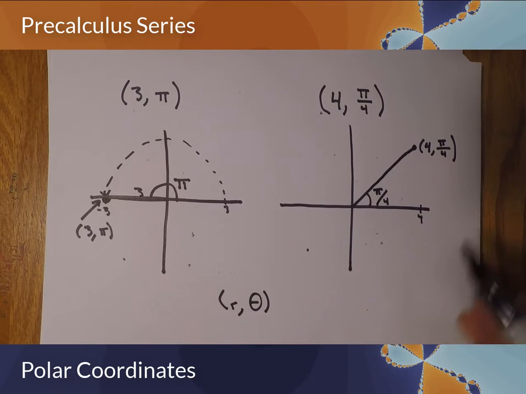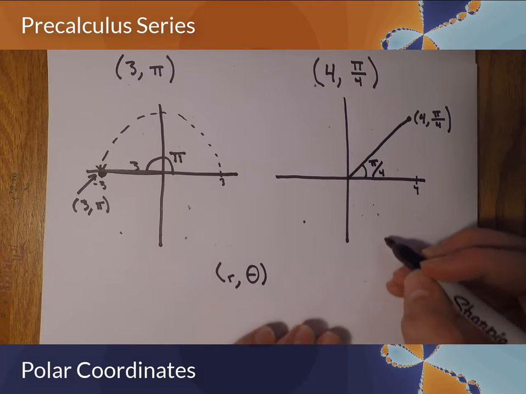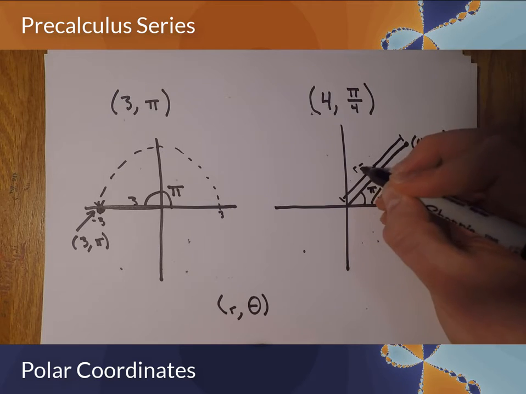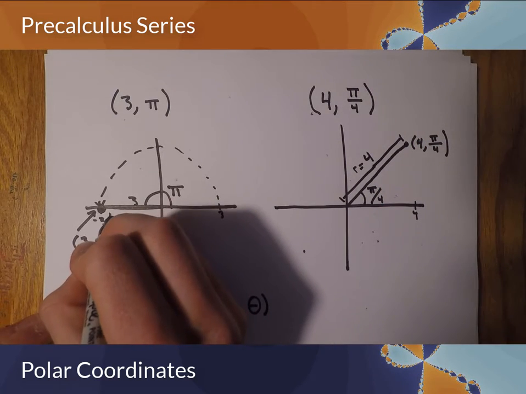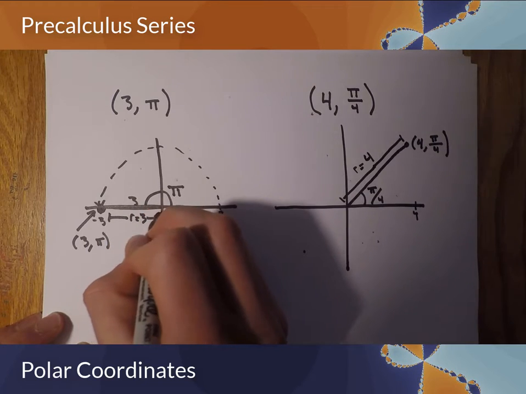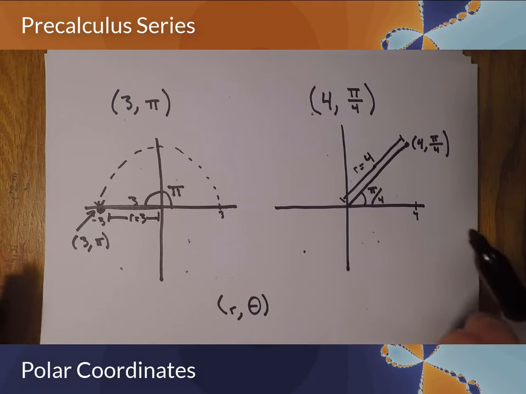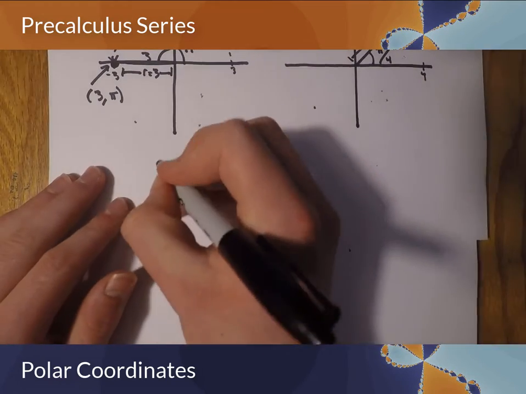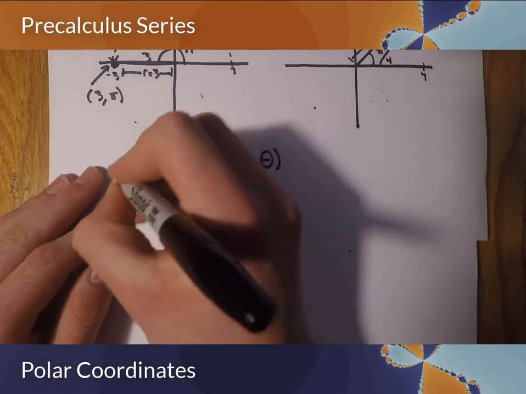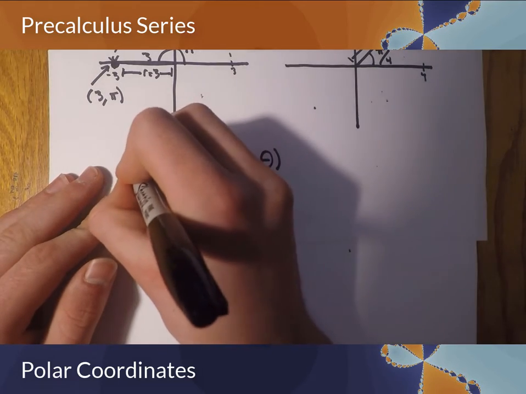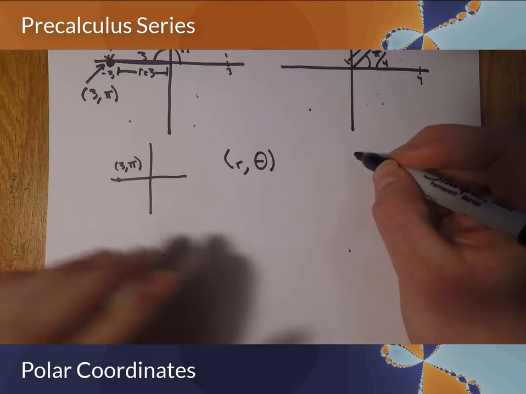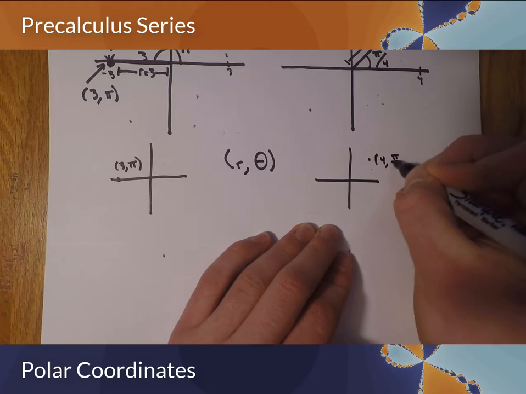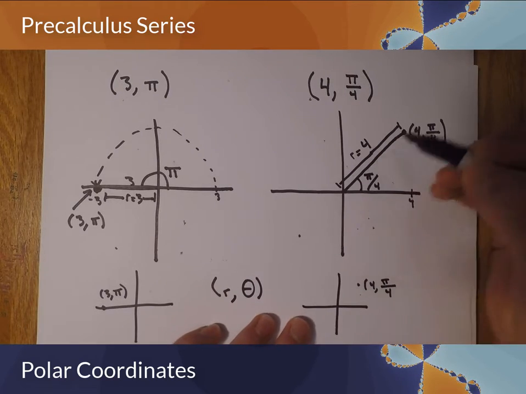And just to note, you don't draw a line out to each point. It's just to help you visualize, because this is the length, the length r. And right here you have r equals 4, and this is the length 3, where r equals 3. But this is just something to help you visualize what's going on. And if you were to plot these points out, this would be 3, pi here. You wouldn't draw anything there. And for 4, pi over 4, you would have something like that. You do not draw this line right here.